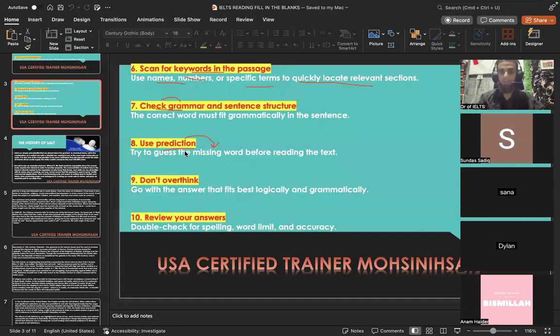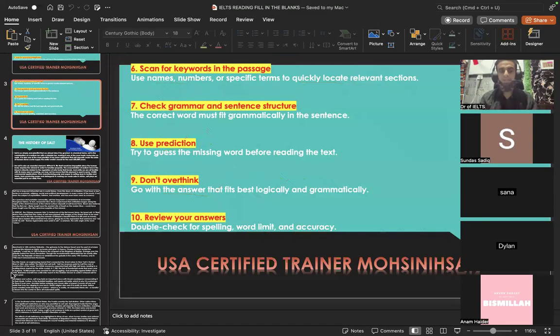Number one, fill in the blanks. Okay, no mistakes. Don't overthink. Go with the answer that fits best logically and grammatically, and it will be clear to you. This is my sentence related to the question. Within this specific sentence, what word can be used here grammatically and meaning wise? You will not put it from your side; rather you have to take it from the paragraph, right? And last point, review your answers: spellings, word limit, accuracy grammatically or meaning wise, right? So these were the few points.